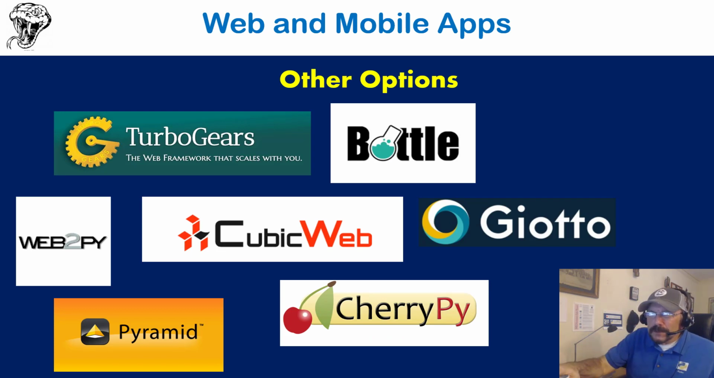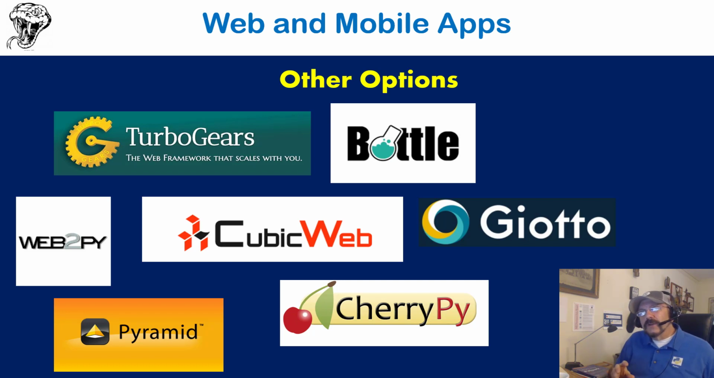All right, back to web and mobile apps. We've talked about Django and we've talked about Flask, but here are some other honorable mentions or runners-up. There's TurboGears and Bottle, Web2Py, CubicWeb, Giotto, I hope I said that right, Pyramid, and CherryPy.